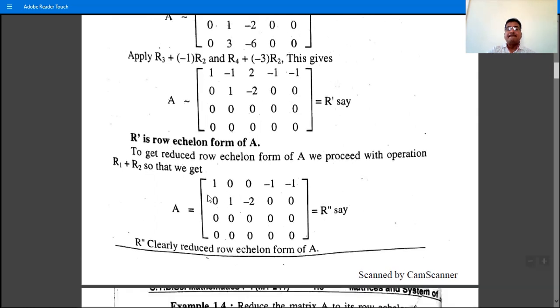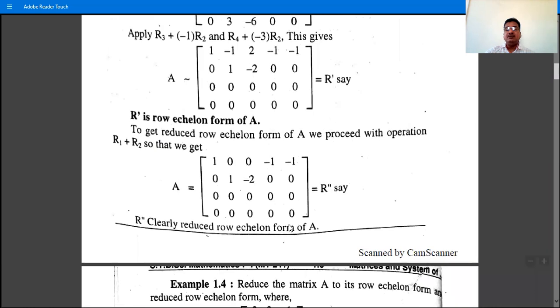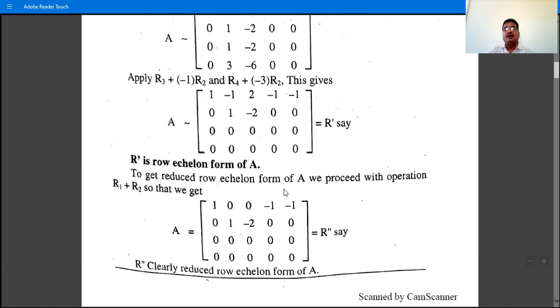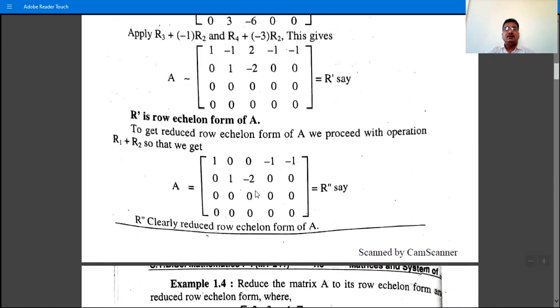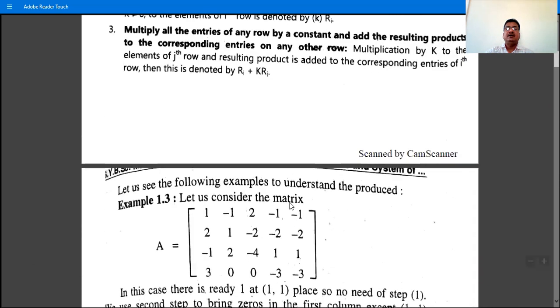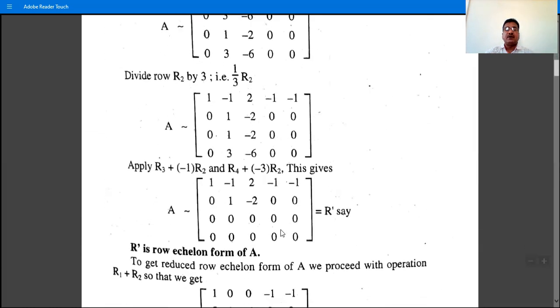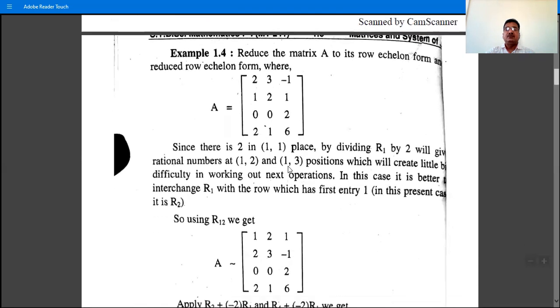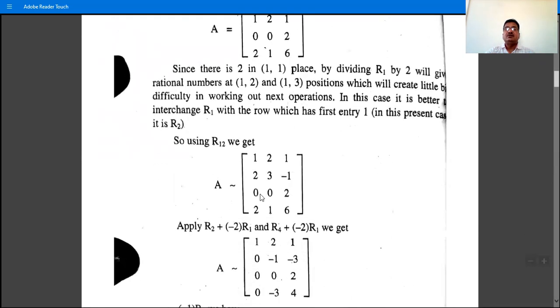So we have this, and this is the matrix in reduced row echelon form. This is the echelon form of the matrix A, or this is called row echelon form of the matrix A, and this is the reduced row echelon form of the matrix A. So we can reduce every matrix to row echelon form or reduced row echelon form. So the question is: reduce the matrix A to its row echelon form and reduced row echelon form. So this is the example, and this is the answer of this example.